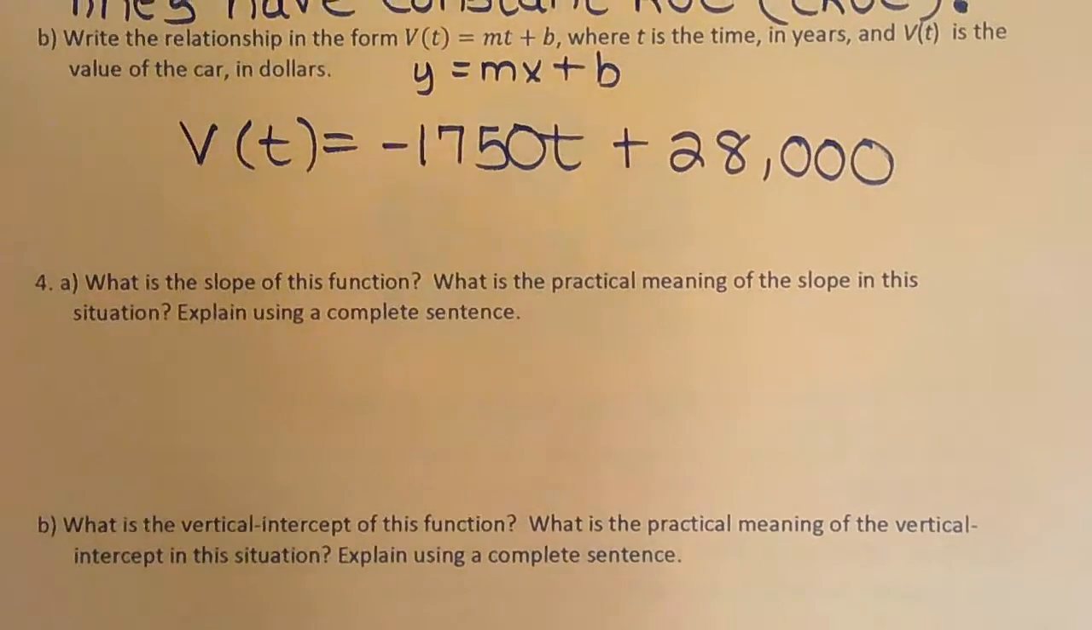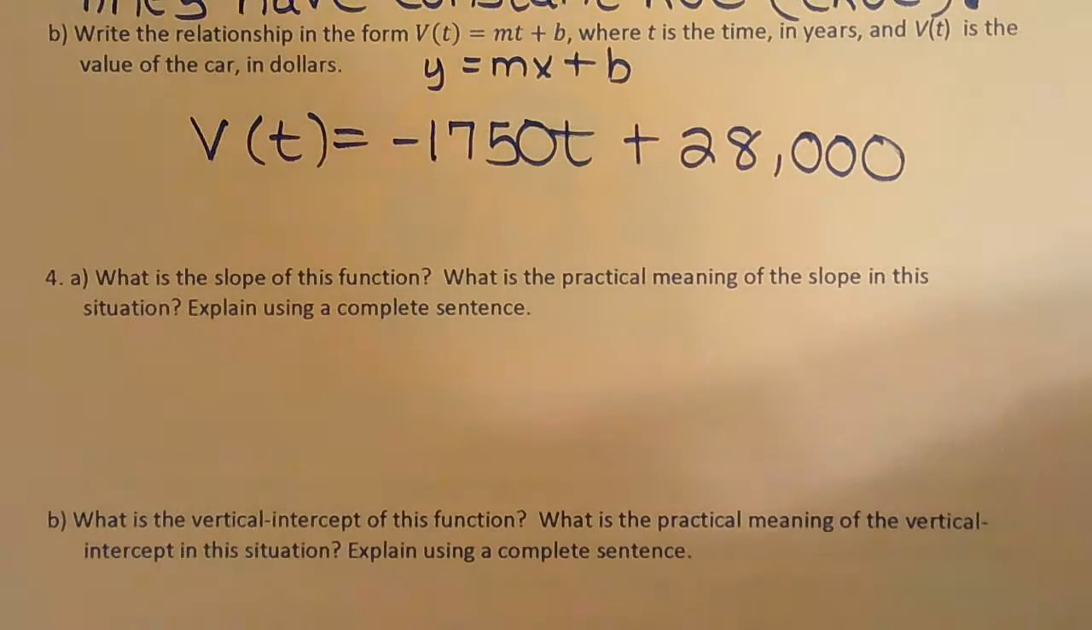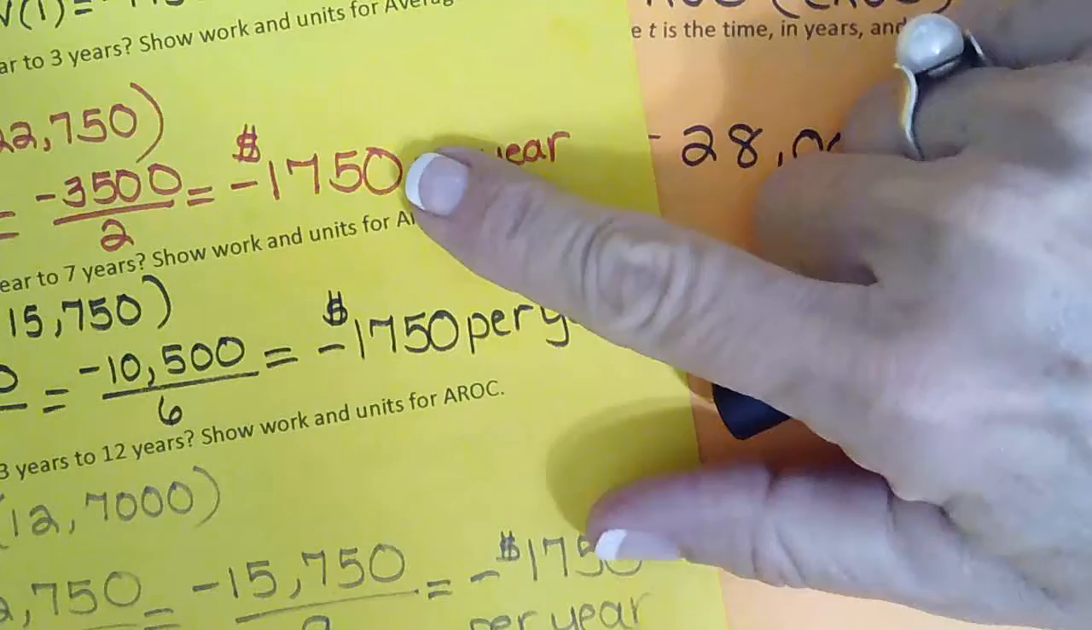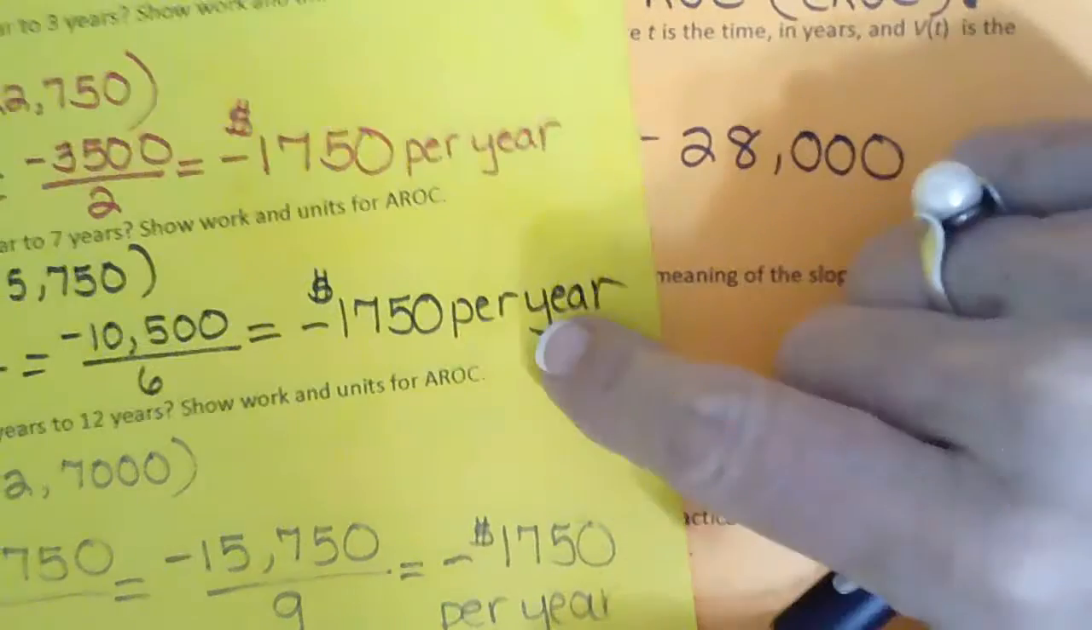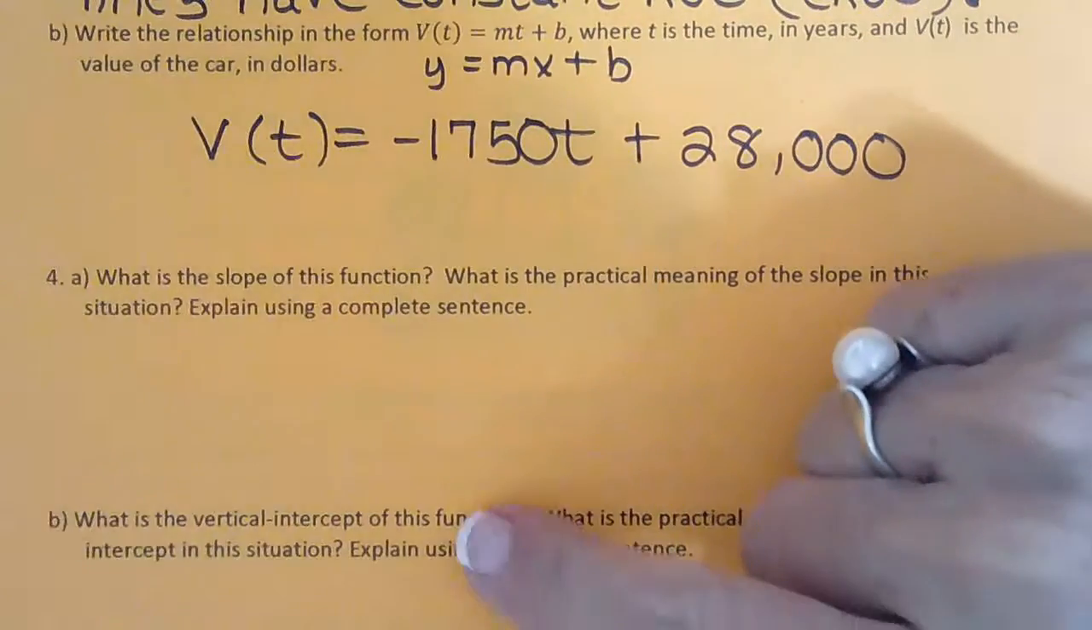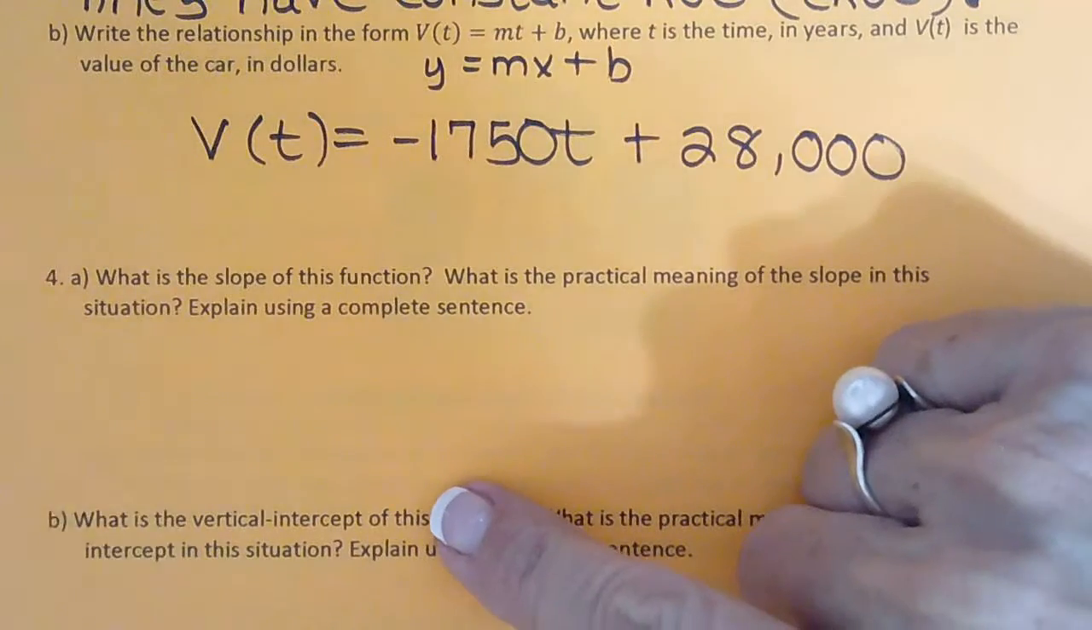What is the slope of this function? This is trying to get you to understand the slope's the same thing as rate of change, because some students will go, oh, I don't know what the slope is. Well, if you know slope and rate of change are the same, then you do. You just found it 3 times. Negative 1750 per year, negative 1750. Oh, and I just answered question number 4 down at the bottom.